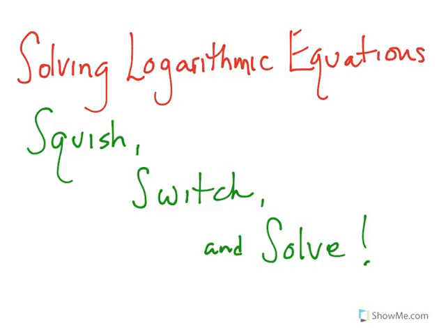We're going to solve equations that have logarithms in them by using a method I like to call squish, switch, and solve. The first part we'll work on is the switch, because sometimes that's all you have to do before solving. You need to be able to switch from logarithmic form to exponential. Remember that log base 2 of 8 equals 3 because 2 to the third equals 8.